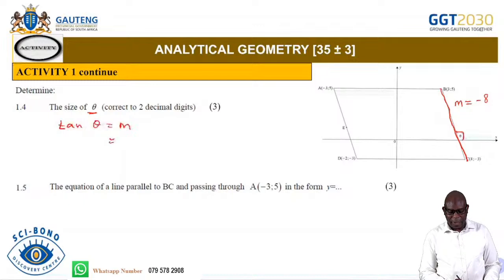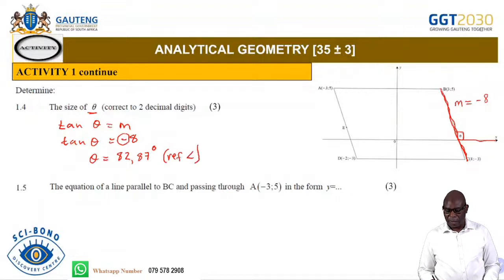So I know that the gradient of this line, because it must be the line and the x-axis, will be -8. Now the tangent of theta is -8. So if I go to my calculator to get the value of theta, I first disregard the negative. So I'll say shift tan of 8, and that gives me 82.87 degrees. And I call this a reference angle.